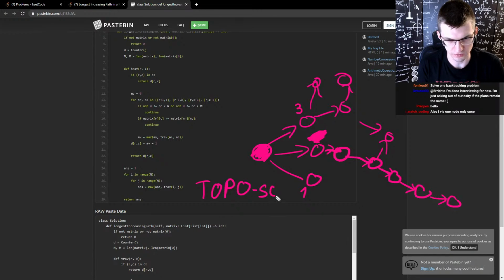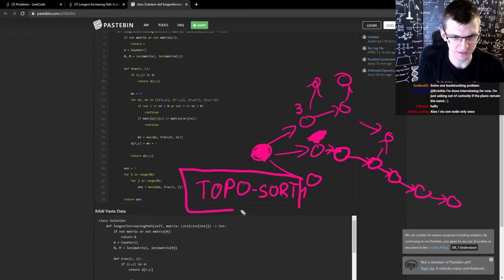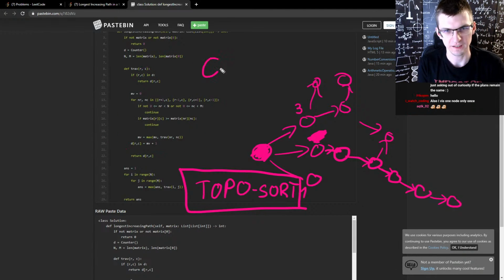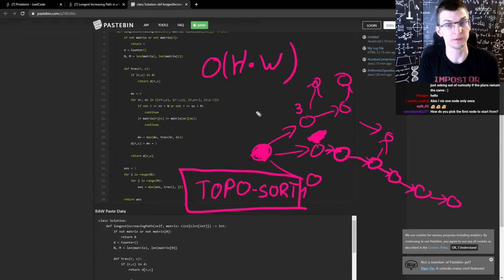I wanted to solve the problem without toposort. Now I would say that indeed it wasn't a good idea to avoid toposort. In particular, obviously, because here it's better complexity. This is height times width, while I had height times width times logarithm because I sorted values.